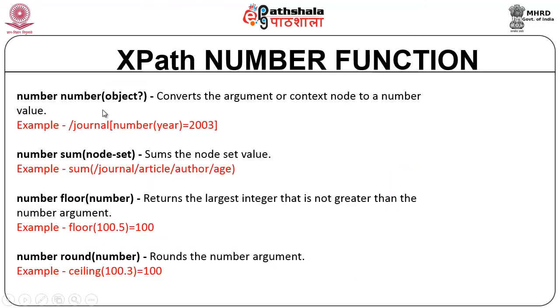And these are the number functions supported in XPath. The number function converts the argument or the current node to a number value. As we have seen earlier, all the other data types have the same kind of conversion functions. Here you can see it is converting the argument to a number value, and then the sum function sums the node set values. Floor returns the largest integer that is not greater than the number argument, and round returns the number argument after rounding it.